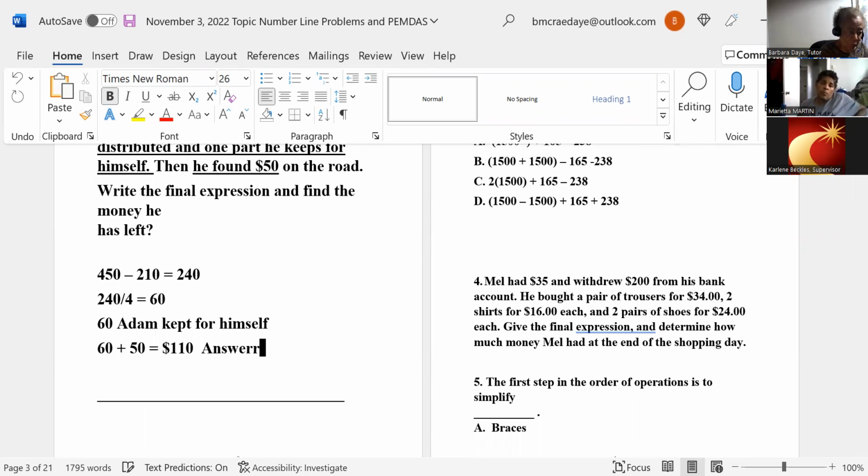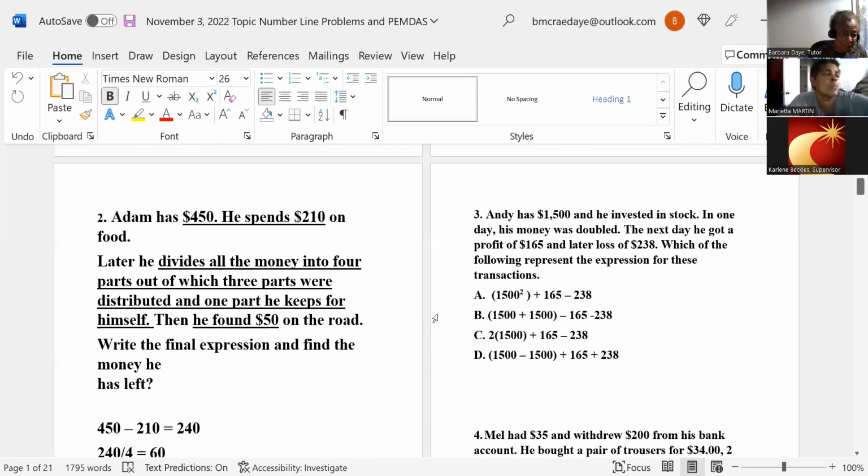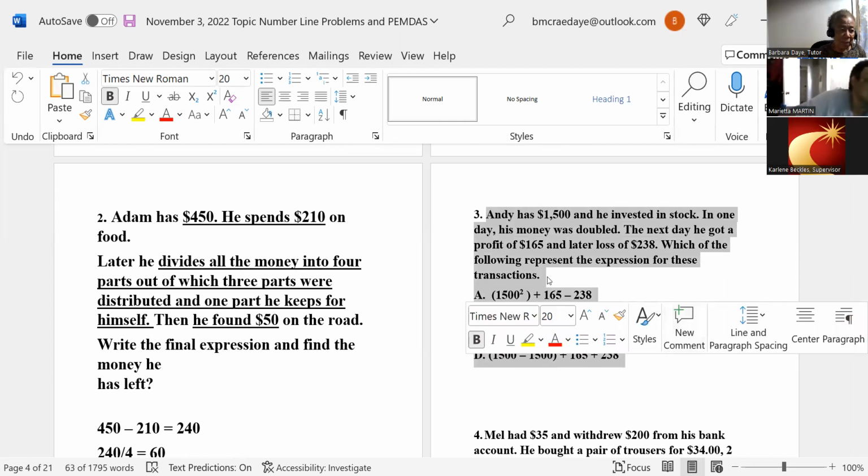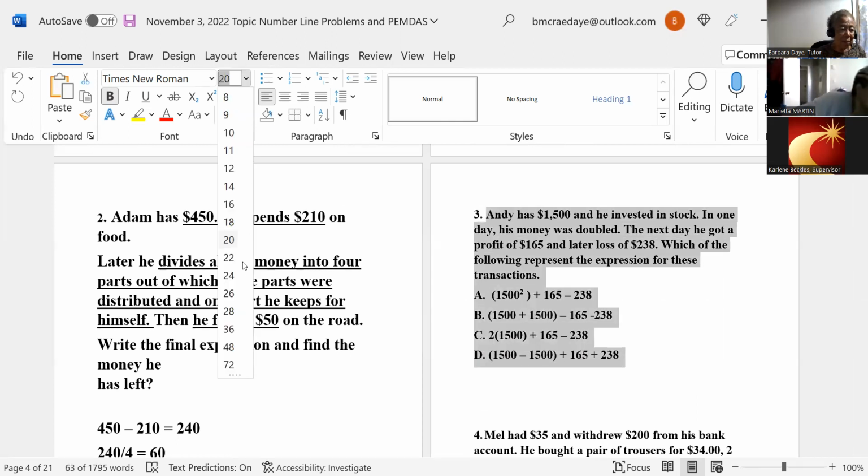That was one where you put the answer. It wasn't a multiple choice. Very good. Now, I'm glad you figured that one out. Now, let's go to the next one. Just like you figured that one out, I think you can do this one too. Tell me the answer you have for this one. Number 3. I'll make it bigger.